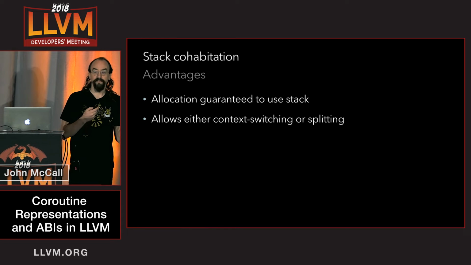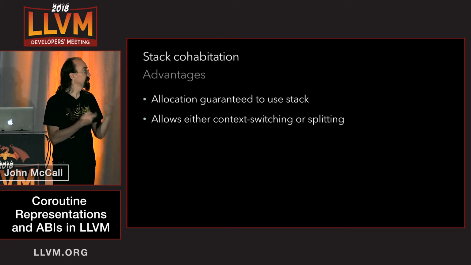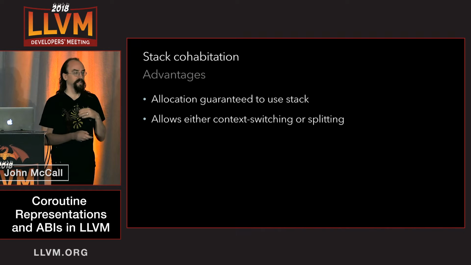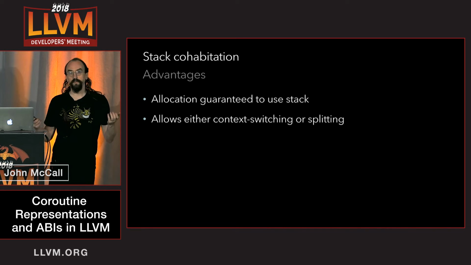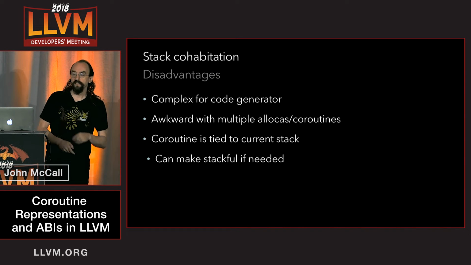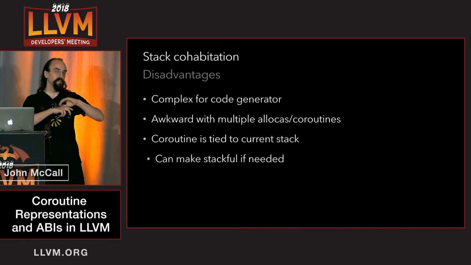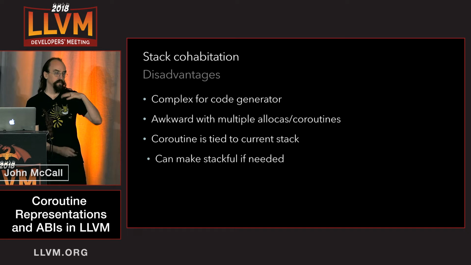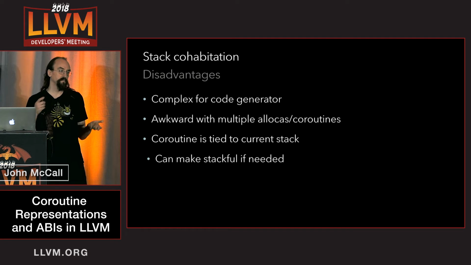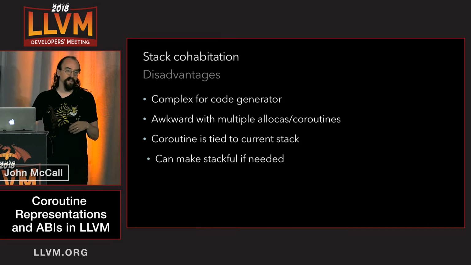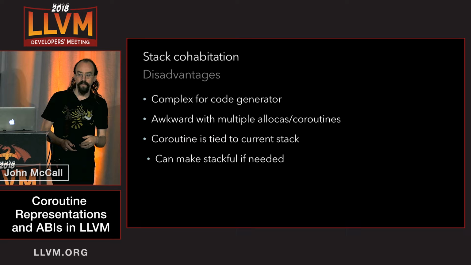So this has some great advantages. It's guaranteed to use stack. It's a lot more flexible about what you do with the coroutine function. The disadvantage is that it's a lot more complicated for the code generator, and if the nesting of your coroutines isn't totally stacked, like if you need to do other allocations, or you've got multiple coroutines in flight at once, you can end up in a situation where you've pinned things into memory and are kind of fragmenting your stack.